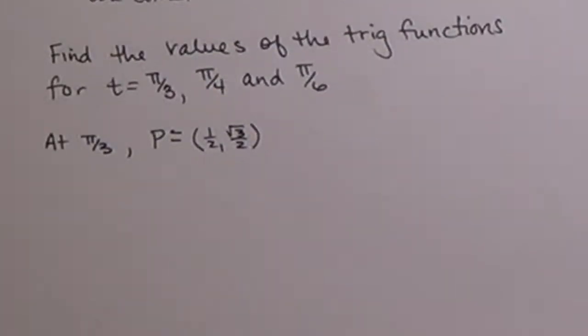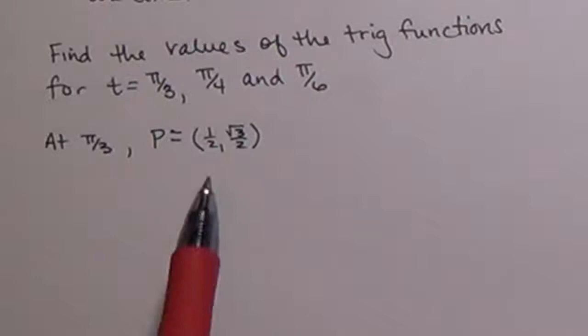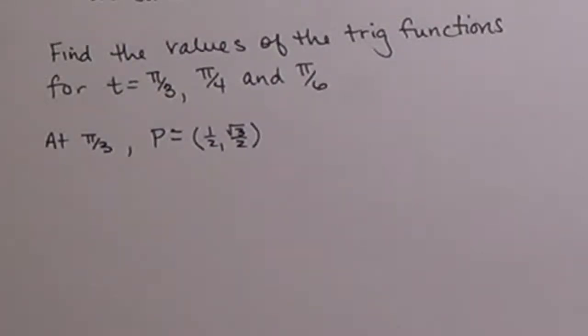So one of the things you're going to be asked to do is to find the value of some of the trigonometric functions. And so we're going to look at 3 of the distances that we talked about in previous sections: t equals pi over 3, pi over 4, and pi over 6. So the first thing to remember is at t equals pi over 3, recall our terminal point was (1/2, square root of 3 over 2). So we're in the first quadrant, both x and y are positive. Those are the coordinates for them.